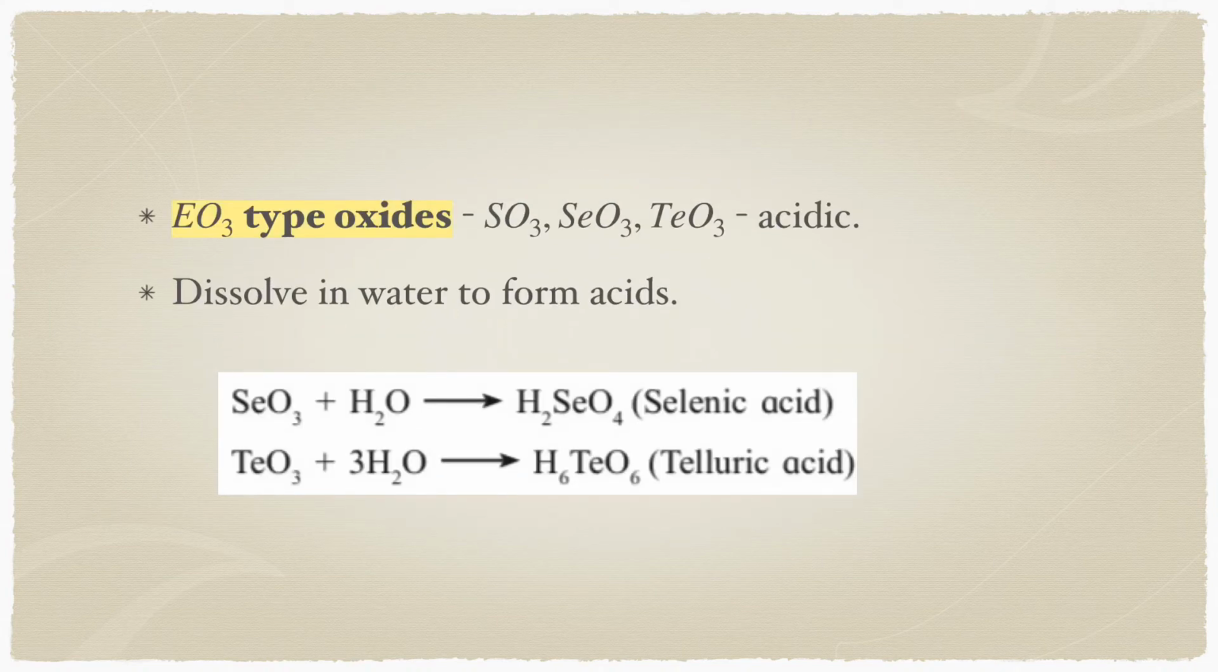Next we will talk about EO3 type oxides. They are SO3, SeO3, TeO3. Again all are acidic in nature. They dissolve in water to form acids. So SeO3 plus water will give me H2SeO4, that is selenic acid. Similarly TeO3 plus H2O will give me H6TeO6, that is called telluric acid.